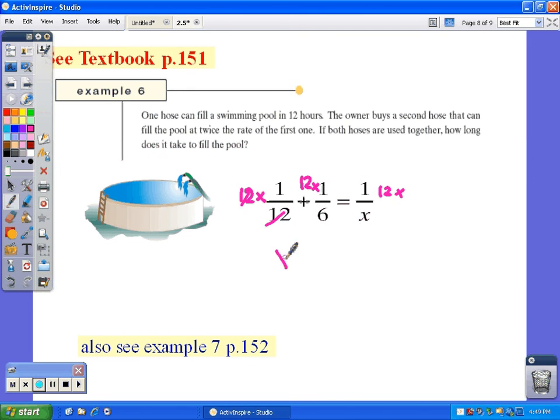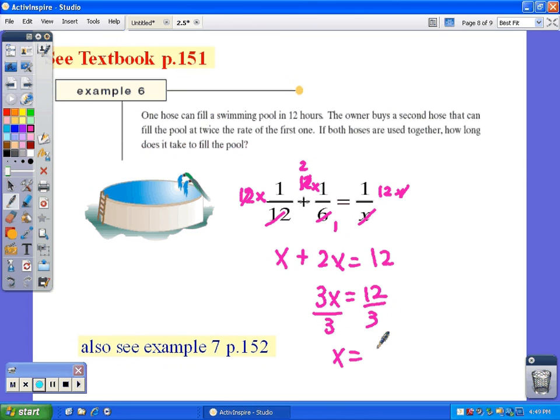12's cancel to leave me x. 6 will go into itself once and into 12 twice to leave me 2x. The x is canceled to leave me 12. So we get 3x is equal to 12. Last step is to divide. That would give us x is equal to 4.